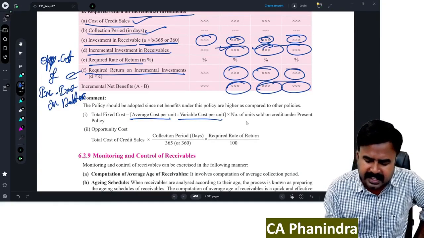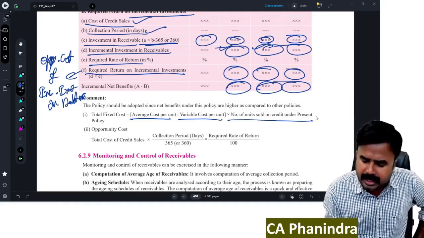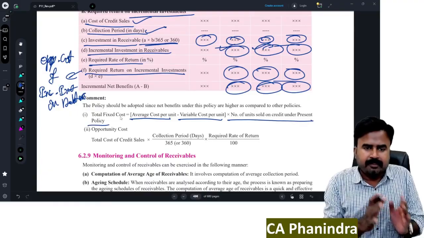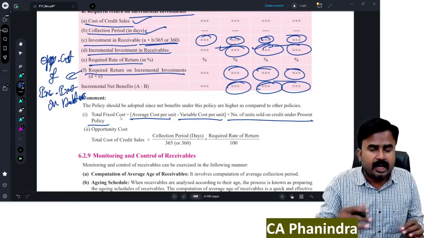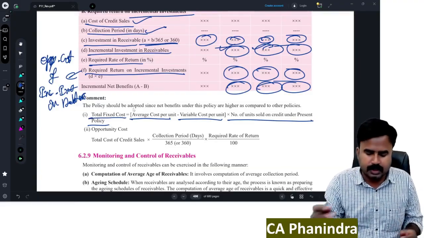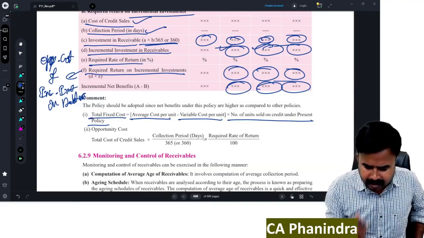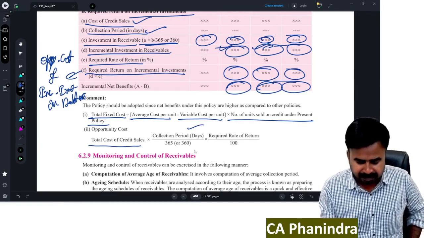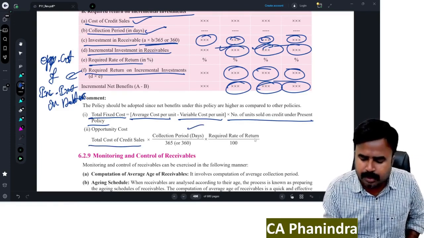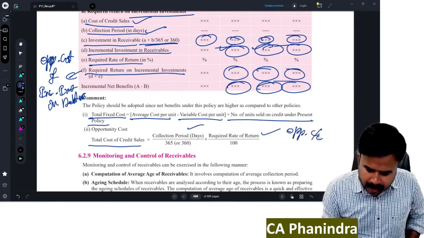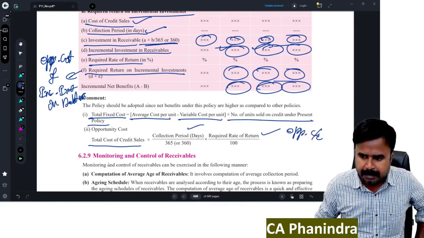Then multiply such fixed cost per unit with number of units sold on credit under present policy. Multiply the fixed cost per unit with number of units sold under existing policy, then you'll get total fixed cost. Such fixed cost is applicable for every policy. And here is the formula for opportunity cost: total cost of credit sales into debtors collection period divided by 365 days or 360 days, into required rate of return, also known as opportunity cost of capital, divided by 100. It's a percentage in fact.